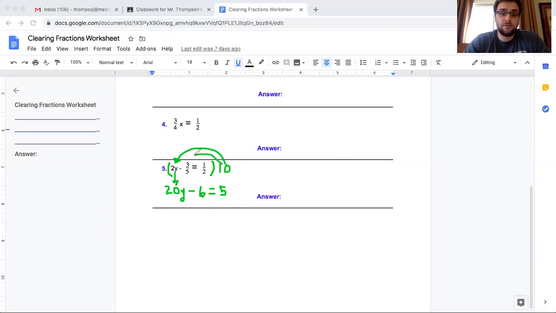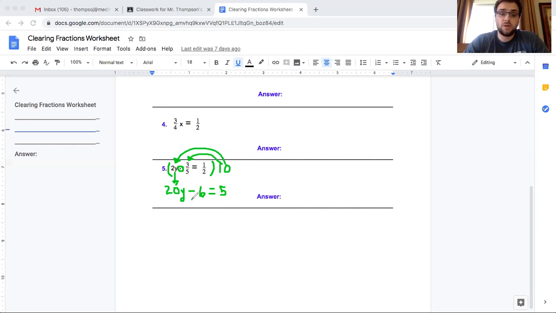10 times 3/5, it's actually negative 3/5. Why? Because this negative sign that's right here gives us -6. And 10 times 1/2, or half of 10, we know is 5. Okay, you're not done yet though. Some of us I've even seen have just put down this as your answer. Well, you have to solve from here now, okay?